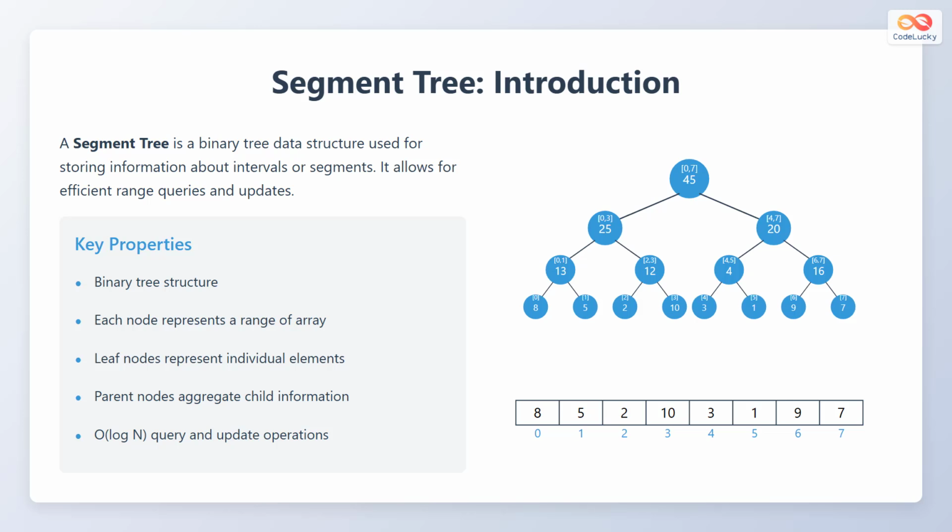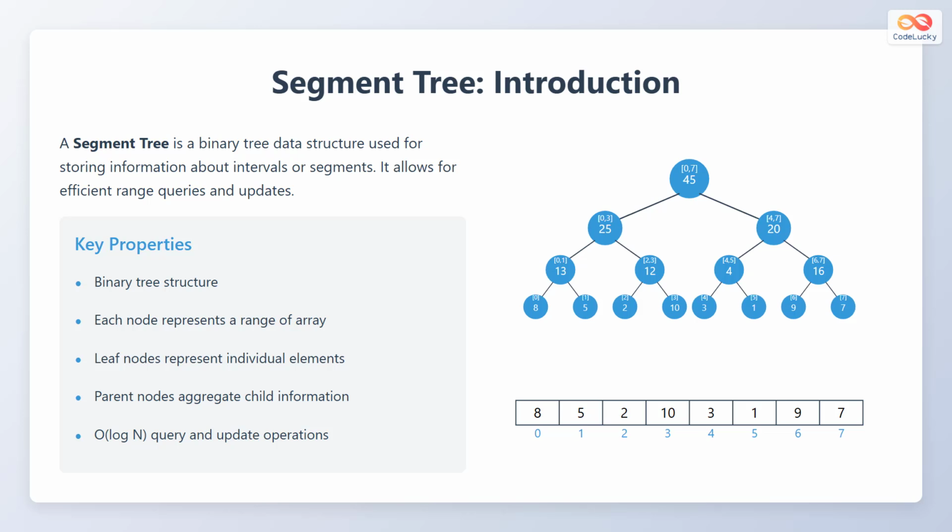A segment tree is a powerful binary tree data structure designed for efficiently storing information about intervals, also known as segments. It is particularly useful when dealing with range queries and updates on arrays. Each node in the tree represents a range of the array and allows for performing operations like finding the sum, minimum, or maximum within a specified segment in logarithmic time.